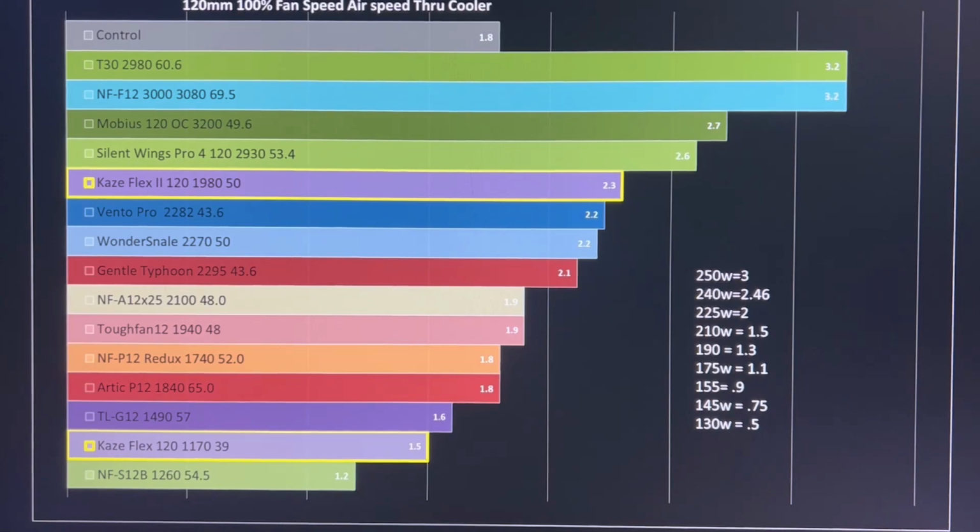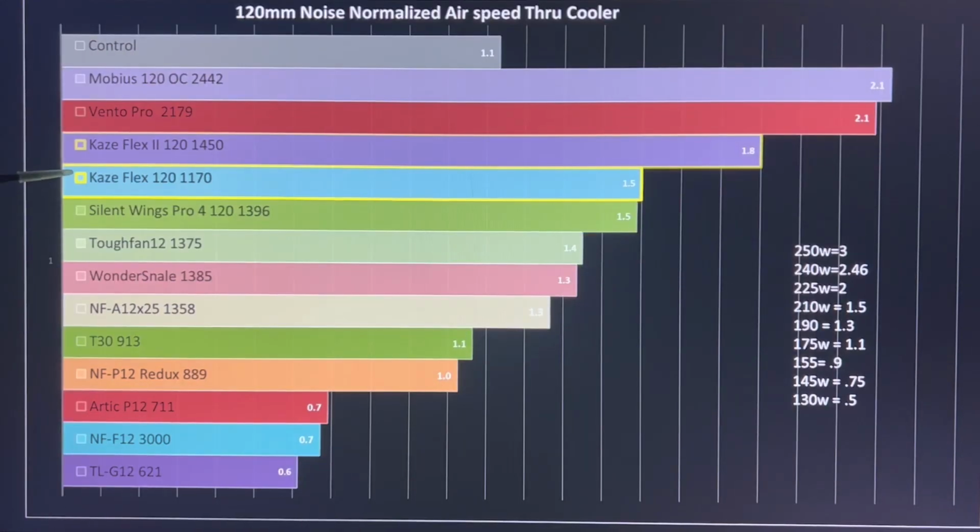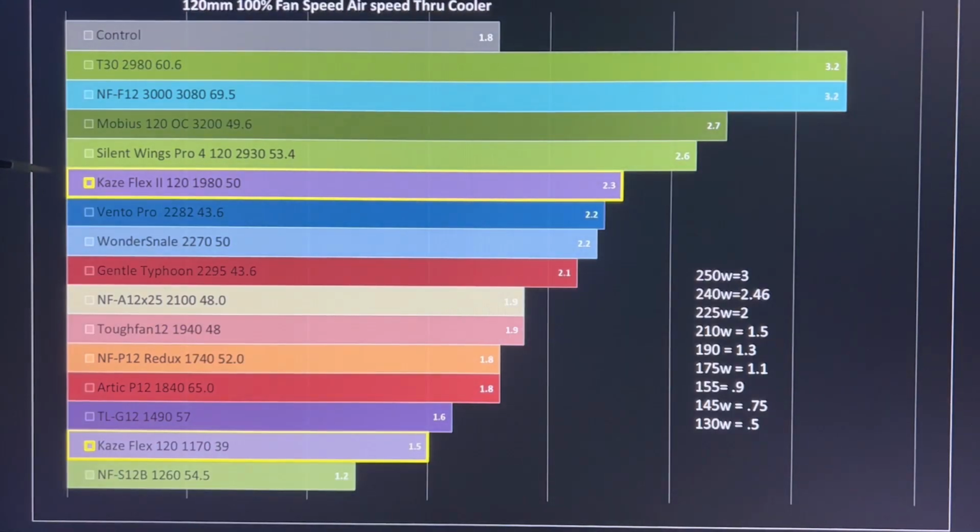But now we're taking a look at them at 100% PWM fan signaling. And the Kaze Flex Original, well, it was already pretty much running at its maximum RPM, 1,170. If we take a look at the next graph, it's now running at 1,170, right here at the bottom. So there, it's already maxed out. You're getting no more performance out of that fan. And that would be a reason why you may want to avoid it, unless you have a particular application.